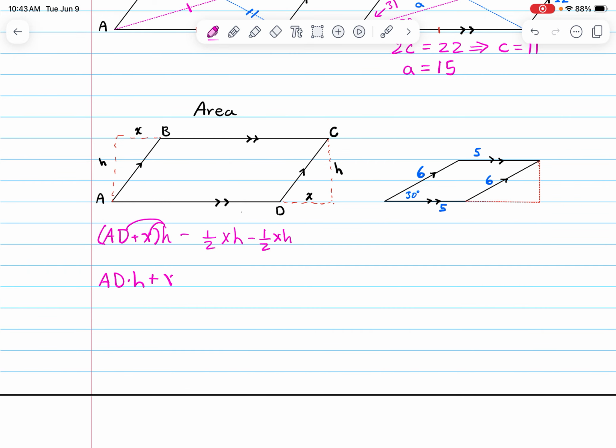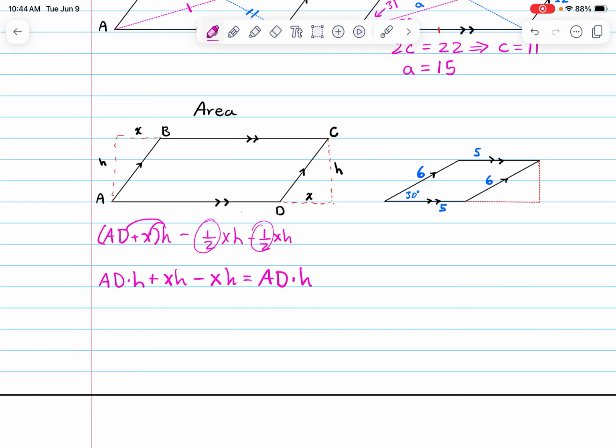Plus XH minus, look, 1/2 and 1/2, that makes 1, so that's minus XH. So what we have is the base times the height. See, it's just like a rectangle, length times width. So you multiply the base times the height, and notice the height here is something that we might have to calculate.